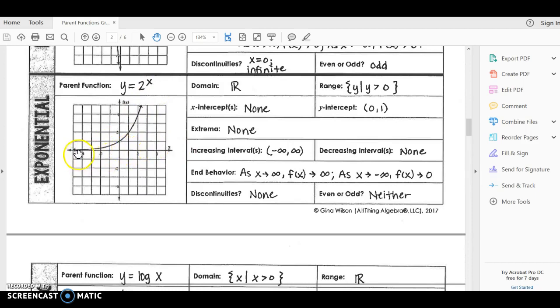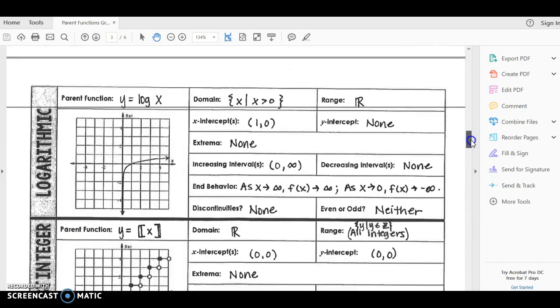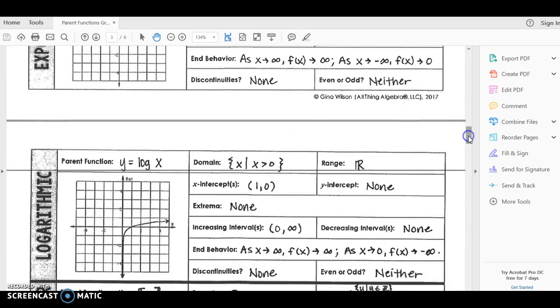Your x, it doesn't cross the x, so there's no x-intercept. Y, it crosses at 1, so (0, 1) is your y-intercept. It's going to increase on the whole interval, and it has nowhere where it decreases. End behavior: as it goes to the right, it goes to positive infinity. As it goes to the left, it's approaching 0. All right, we're going to look at one more, and then we're going to stop here.